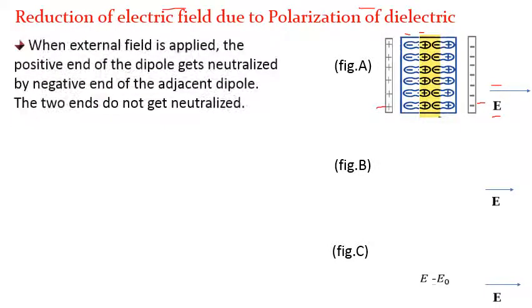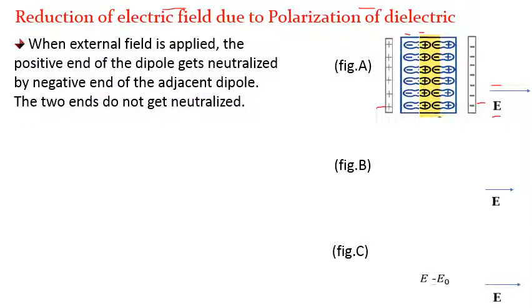Now see, one more thing is happening. What is this? Read it carefully. When an external field is applied, the positive end of the dipole gets neutralized by the negative end of the adjacent dipole. Now it is shown here in this middle region shaded by yellow color. See, this positive end of one dipole is neutralized by the negative end of its adjacent dipole. So in the middle portion neutralization is there, while to this end negative charges are there, while to this end these positive charges are there.